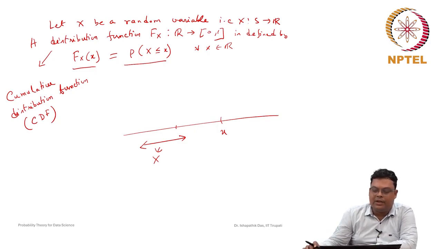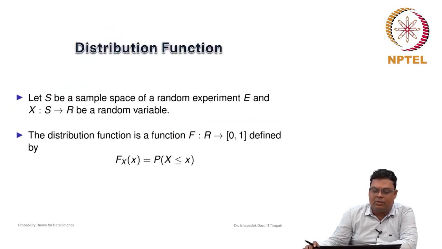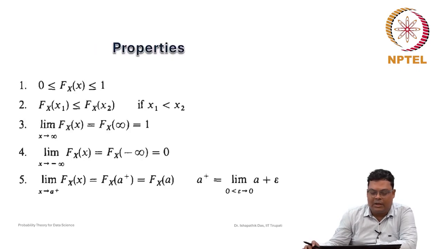So this is the distribution function. Now let us discuss one example. This is the distribution function or cumulative distribution function. Let S be a sample space of a random experiment E, and X: S to R be a random variable. The distribution function, or cumulative distribution function, is a function F: R to [0,1] defined by F(x) equal to the probability that X is less than or equal to x, for any real number x.